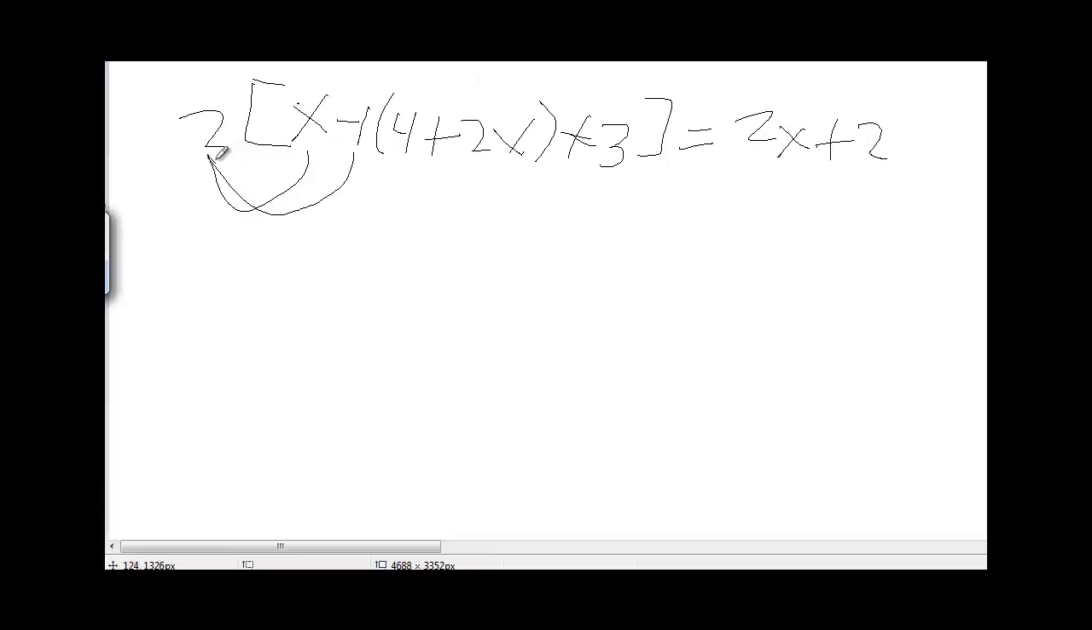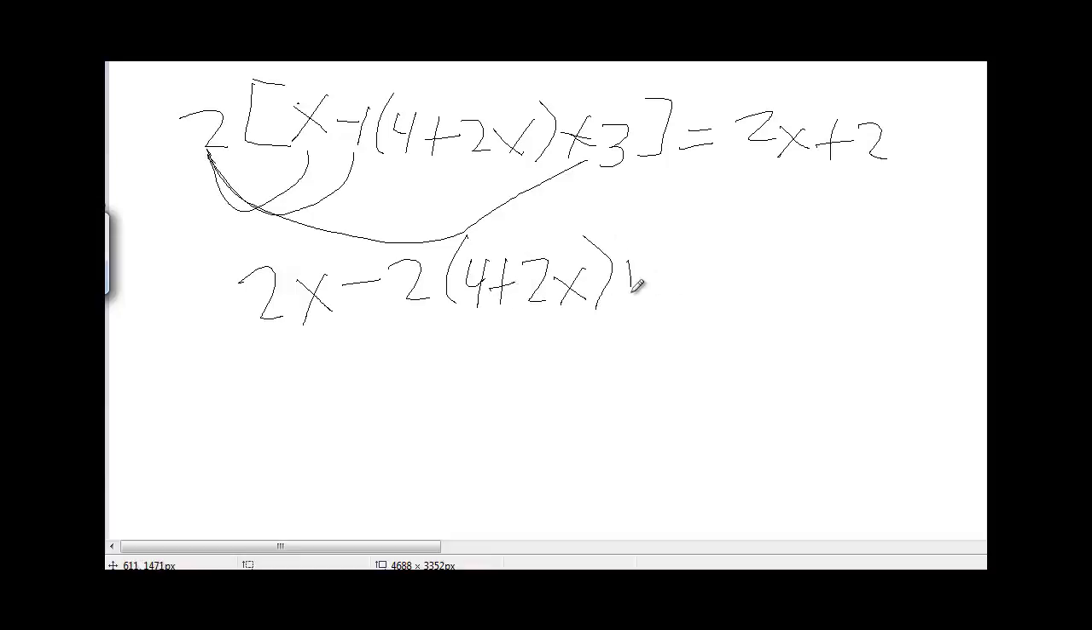And I almost forgot to distribute this 2 into the 3, which is included in the bracket, or the first parenthesis. So now I'm left with 2x minus 2 times 4 plus 2x, in parenthesis, plus, what's 3 times 2? 6. And that is equal to 2x plus 2. Nice.